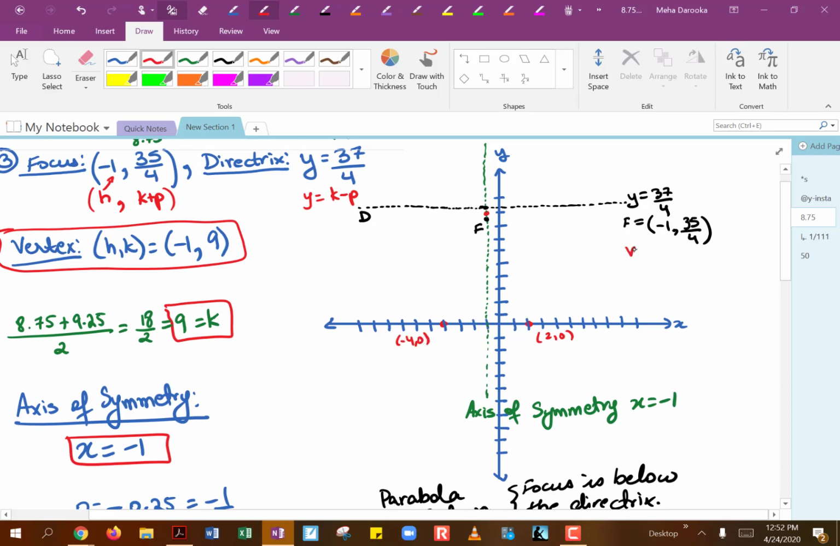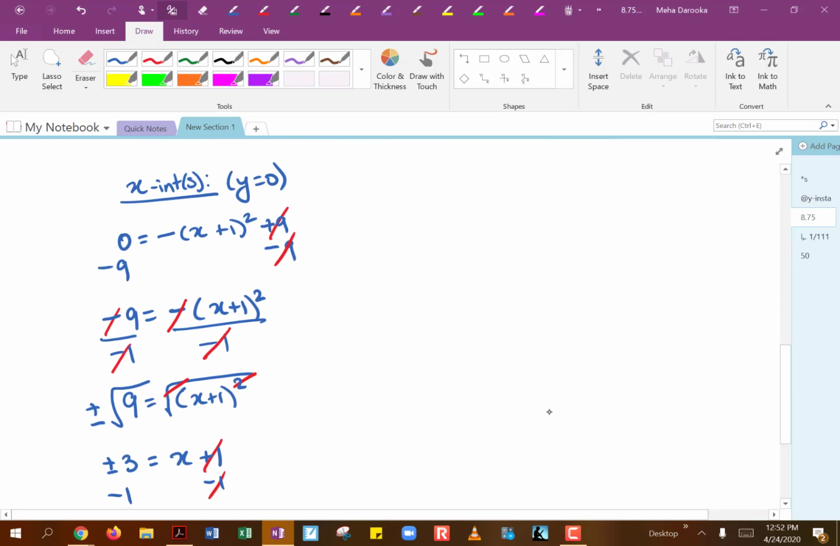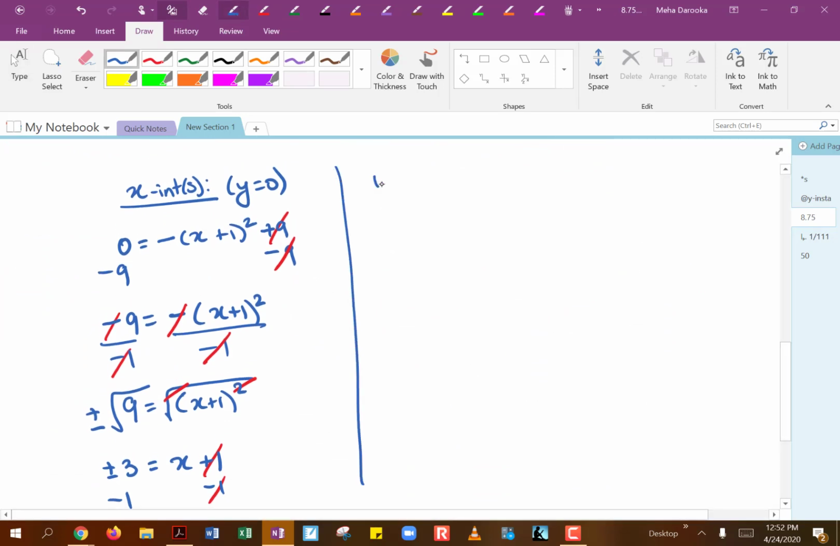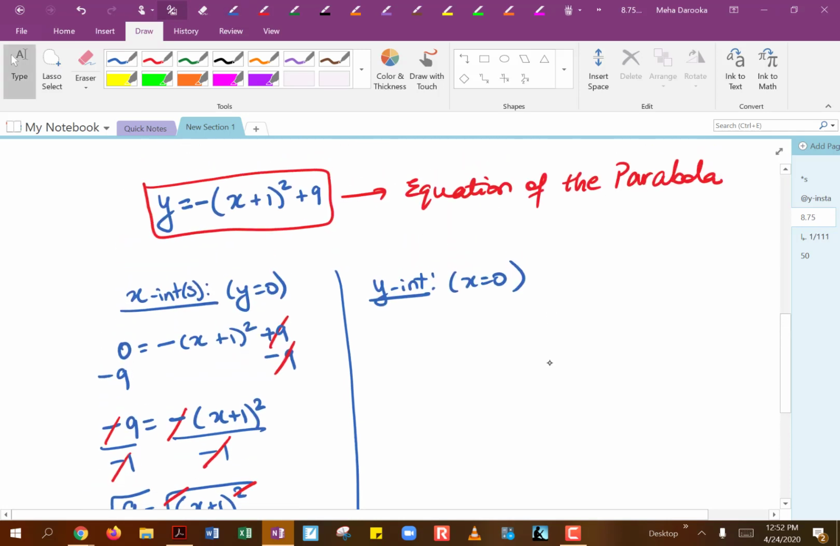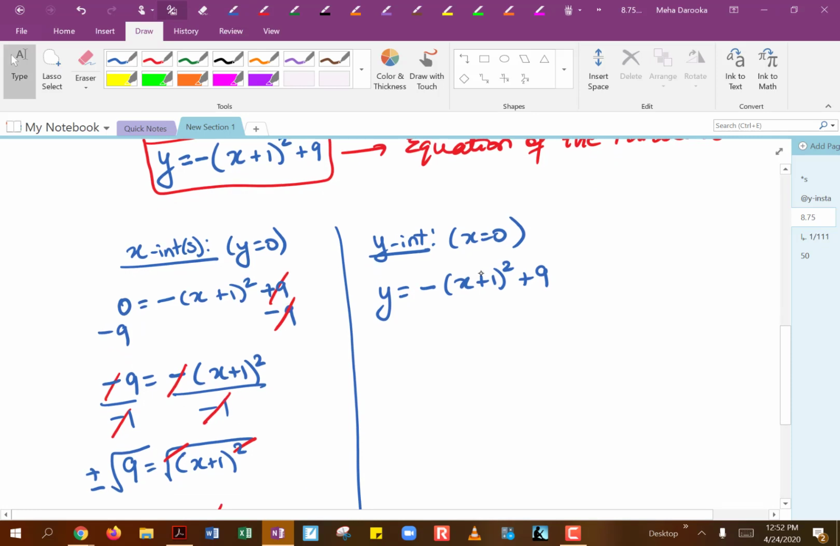Alrighty, and then let's see, our vertex is at -1, 9. Alright, the next thing we want to do is find our y-intercept, which means we make our x value 0. So y is going to be negative x plus 1 squared plus 9, but this is where we make our x value a 0. So that would be -1 squared plus 9, which is of course -1 squared would just be 1 plus 9. So -1 plus 9 comes out to be 8. So the y-intercept is actually going to be at 0, 8.